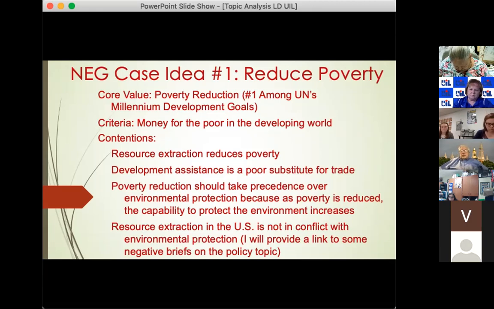So the negative argument here is, don't talk to us about the United States. The United States has some of the cleanest environment in the world. Water is better, air is cleaner, et cetera. Where it's at is in the developing world. That's the concern. And in the developing world, the bigger question is poverty reduction. And so that's why they should be developing their resources. Resource development is for them more important. And I indicate there that I'll provide a link to you.